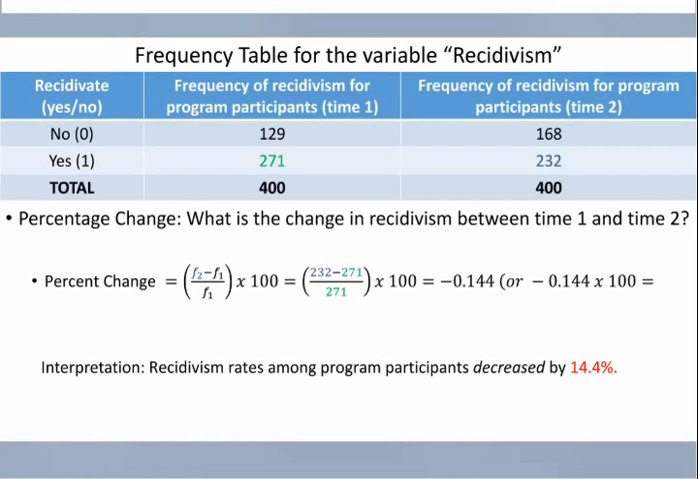And so what this is telling us at the end of the day is that recidivism rates among participants decreased by 14.4%, right? And we have our little decrease here because our final number is a negative, right? It's negative 14.4. And so this tells us that our recidivism rates decrease over time. And so that's a positive thing for this program, right? Because this is telling us that as the program goes, or at least between these two time periods, we had a decrease in recidivism between the two time periods. So maybe the program's getting better.